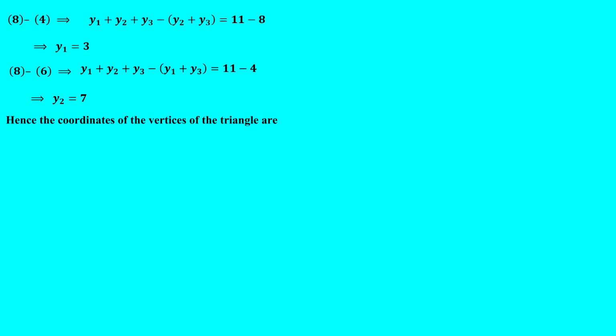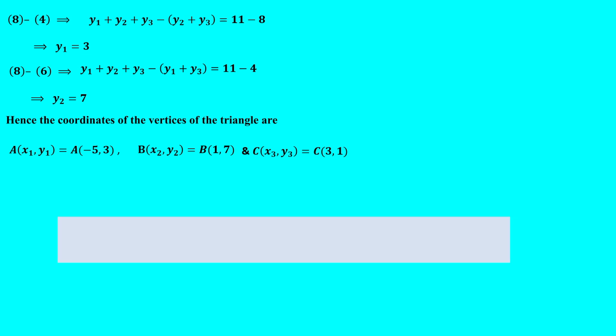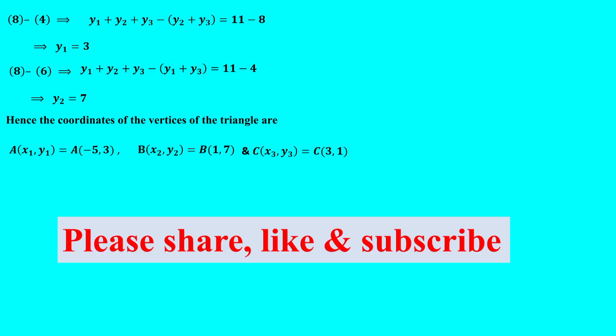Hence the coordinates of the vertices of the triangle are A (x1, y1), that is A (minus 5, 3), B (x2, y2), B (1, 7), and C (x3, y3), that is C (3, 1), which is to be found.